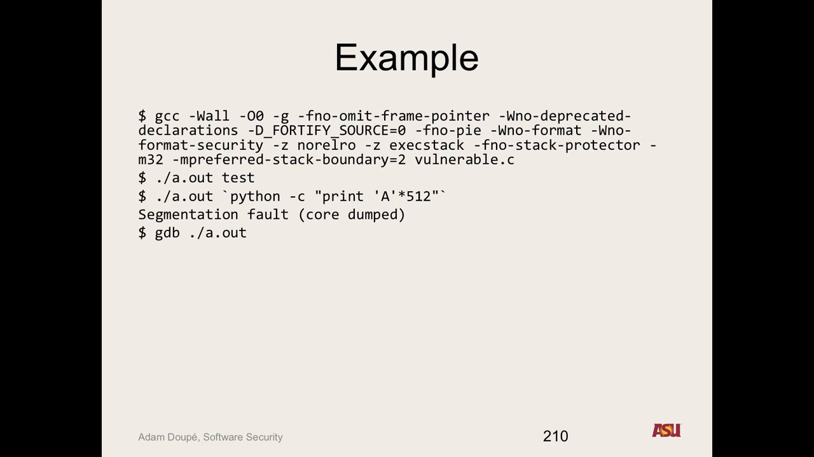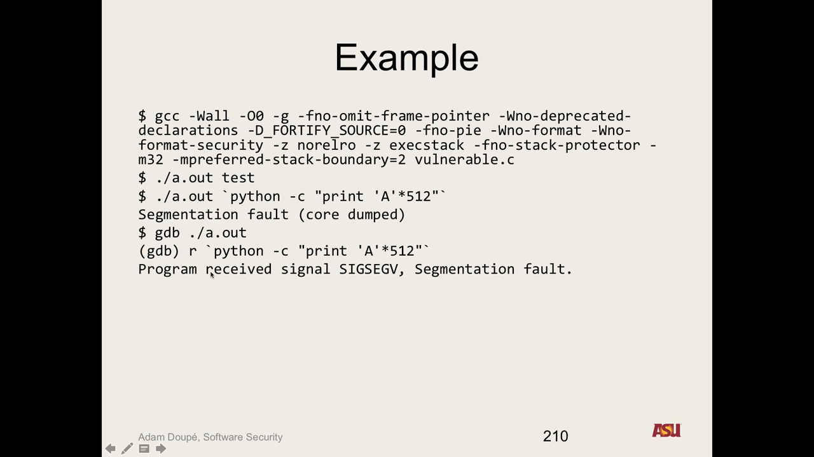We want to run it in GDB to see whether we actually controlled the instruction pointer. Inside GDB, you can run it with the same parameters, which is very handy. R is for run, and then you can run it with the backticks. When it runs, it says it got a seg fault, and that it tried to start executing 41, 41, 41, 41. This is where we are.